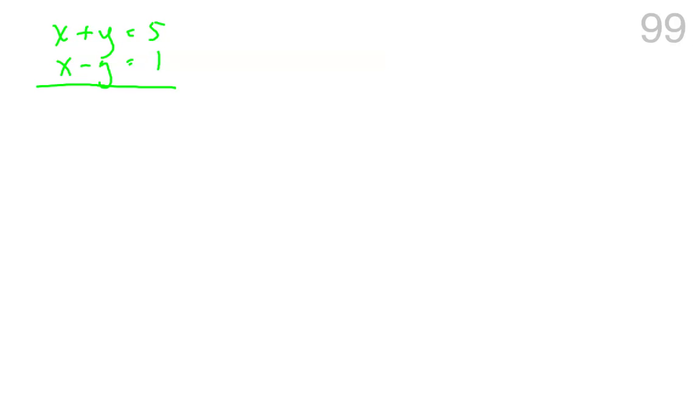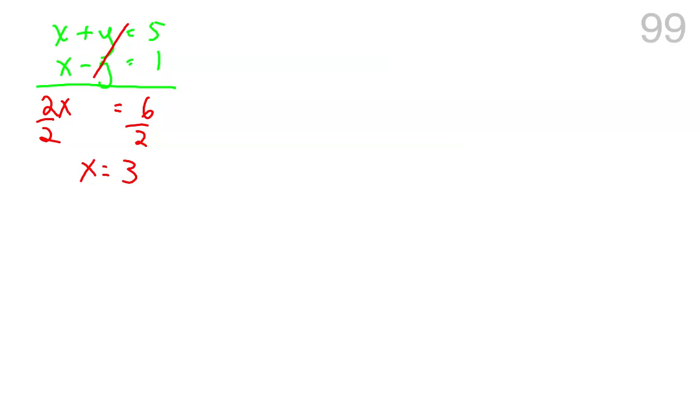What's 1x plus another x? 2x. 2 x's. What's a positive y plus a negative y? 0. Nothing, 0, good. Equals, what's 5 plus 1? 6. Now I divide by 2, just like any old equation. I get x is 3.